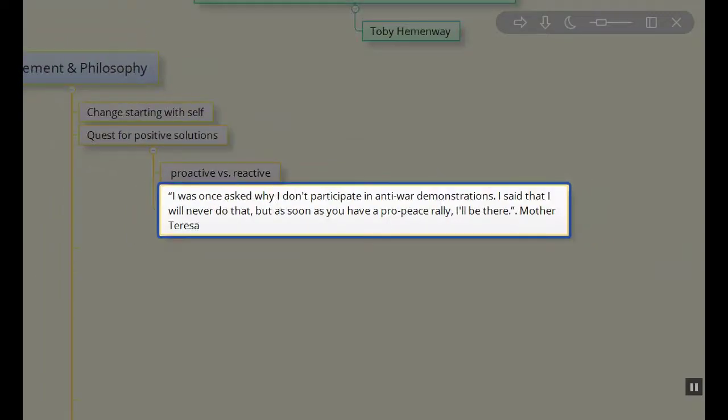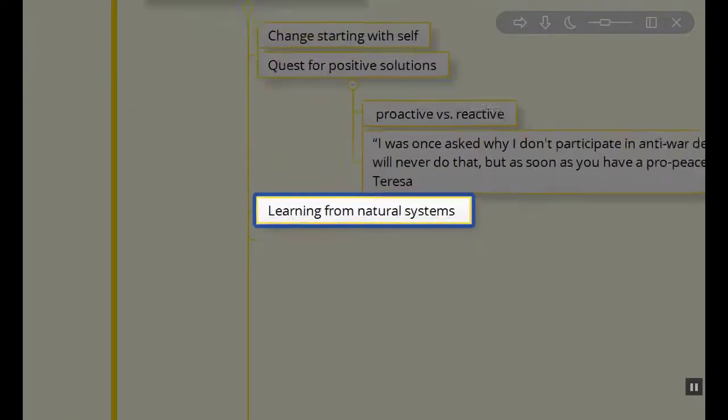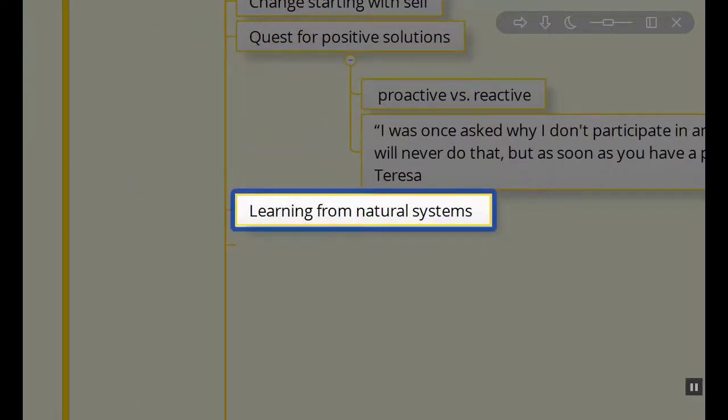When I think about a comparison between those two, I think of Mother Teresa. When people asked her why she didn't show up at anti-war demonstrations, she said she never would. But if you have a pro-peace rally, well, she'd be there. So that's a really good example of being proactive, trying to find the positive in a particular situation, and trying to do all you can to make the positive thing come out. A lot of us turn to permaculture because we see all the things that are going wrong in the world, and I think we need to focus more on the positive impact we can have.